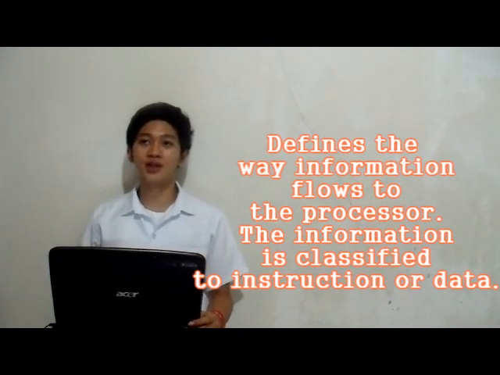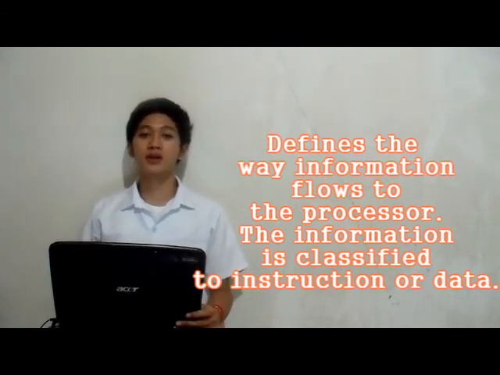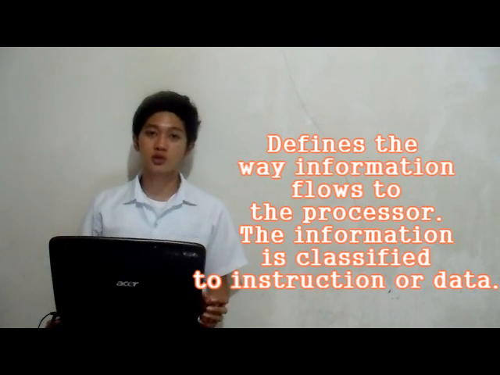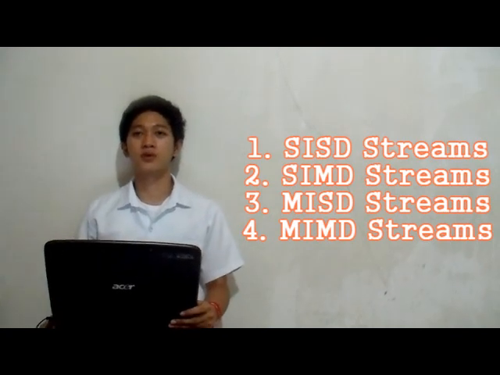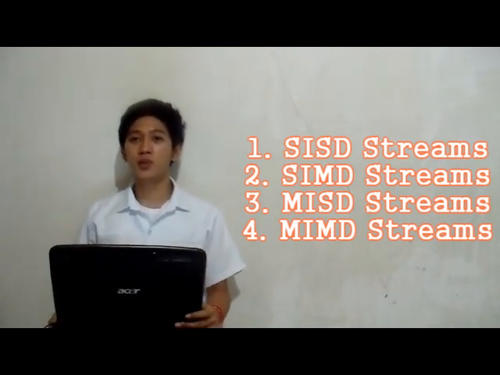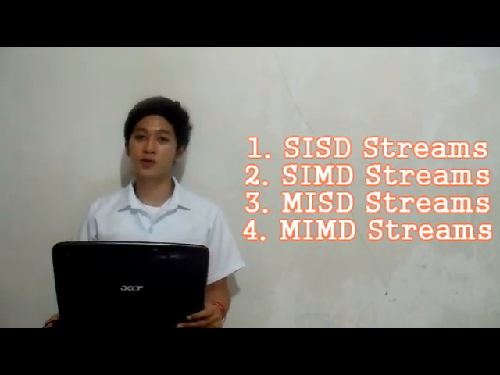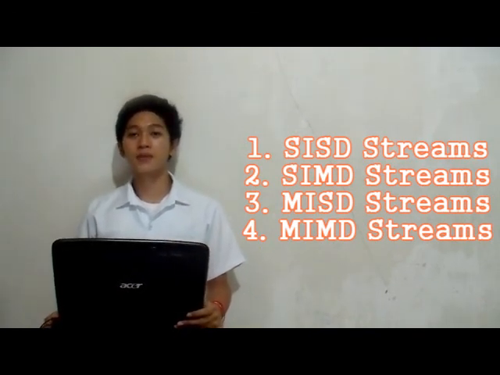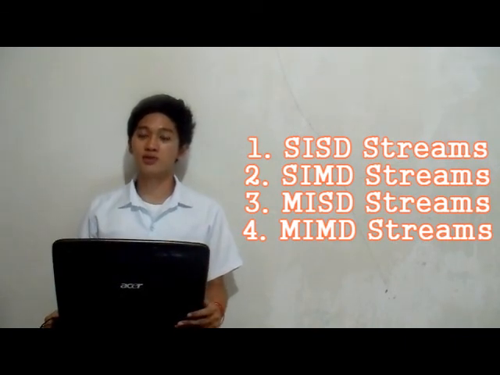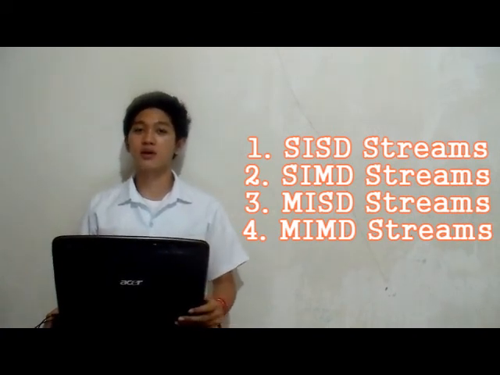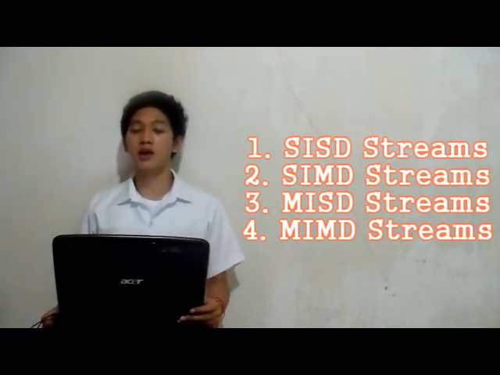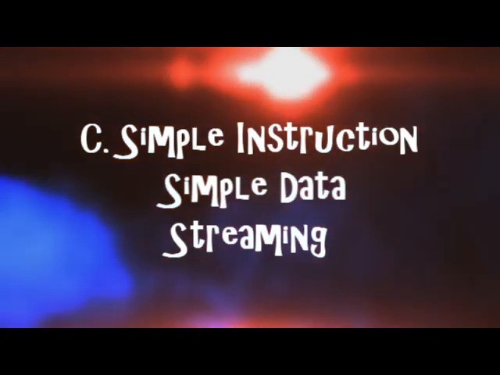Now, let us discuss Flynn's taxonomy of computer architecture, which defines the way information flows to the processor. The information is classified as instruction or data. There are 4 categories of computer architecture. The first one is called single instruction and single data stream. The second, single instruction and multiple data streams. Third, multiple instruction and single data streams. Fourth, multiple instructions and multiple data streams.